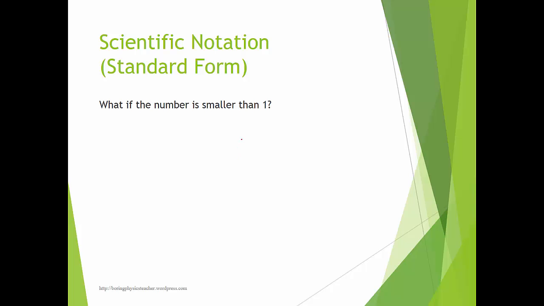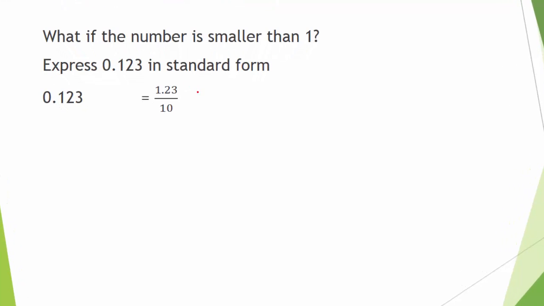What if the number is actually smaller than 1? Meaning that if you express this 0.123, a number smaller than 1, in standard form, the long method is again to express this number as a number between 1 and 10, then divide by 10 and pull it out. And this can be represented by 10 to the power negative 1. So it's simply this.